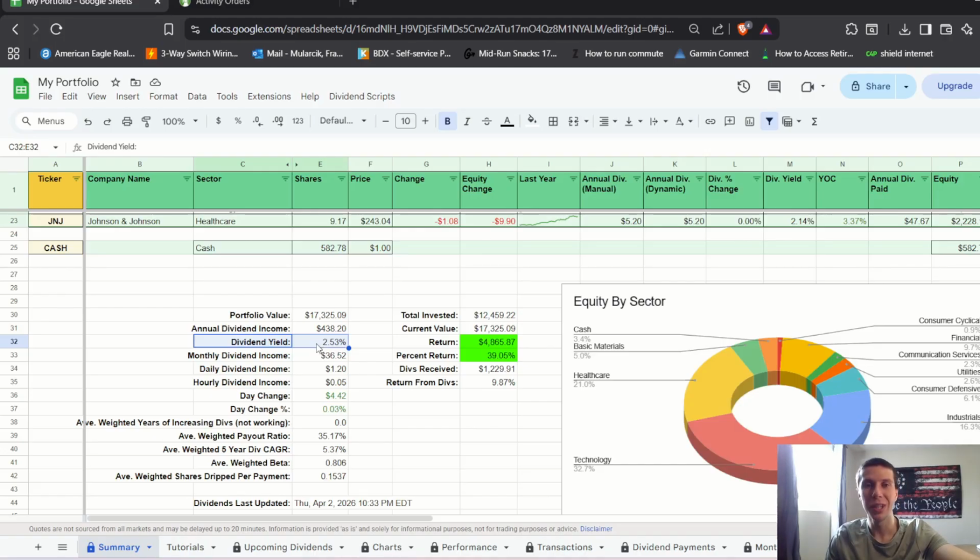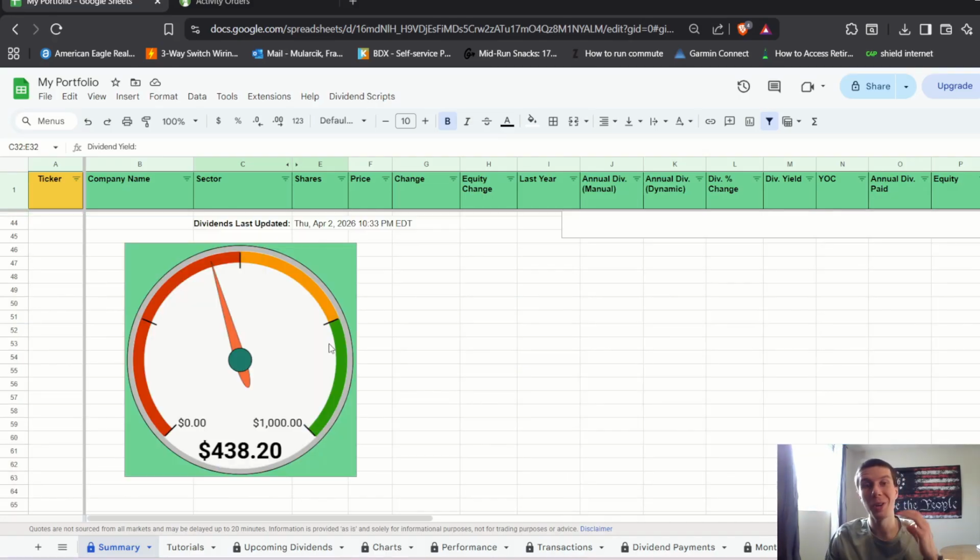Just trying to keep investing and reinvest those dividends, but really want to focus more on dividend growth over the next few years for sure. So getting close to halfway to the $1,000 mark in annual dividend income. So that's exciting. Hopefully we'll get there in a few months, I think.